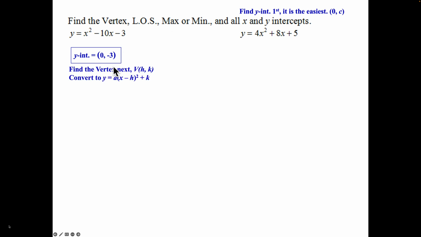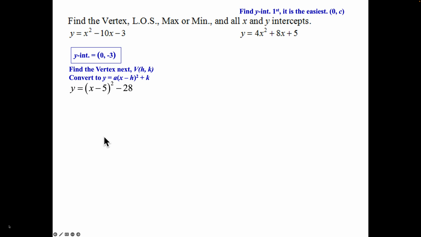Done. Now, even if they don't give you that in order, write that down first because that's the quickest and easiest to find. Now we want to go find the vertex, (h, k). I want to convert this into this format. My a is a 1, so there's going to be a 1 there. To find h and k really fast, the vertex form is going to be (x - 5) quantity squared minus 28.